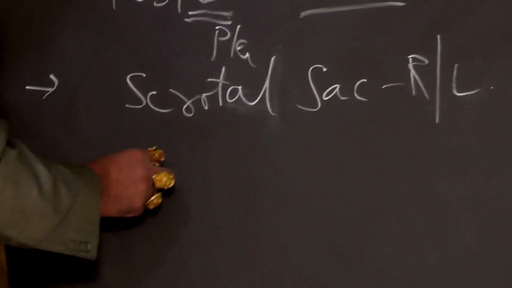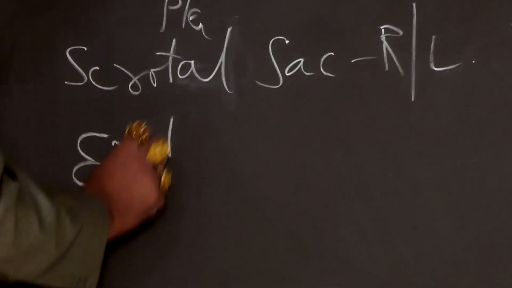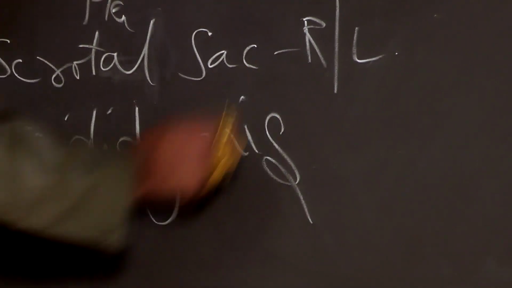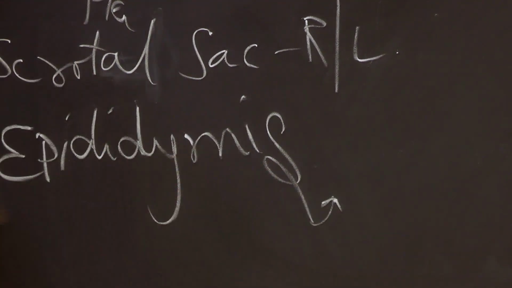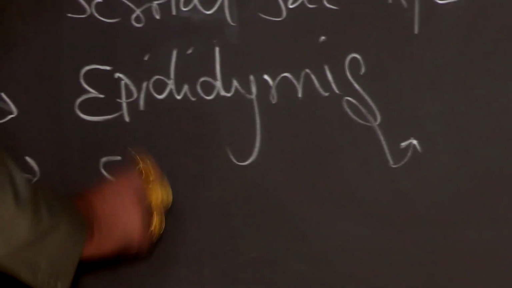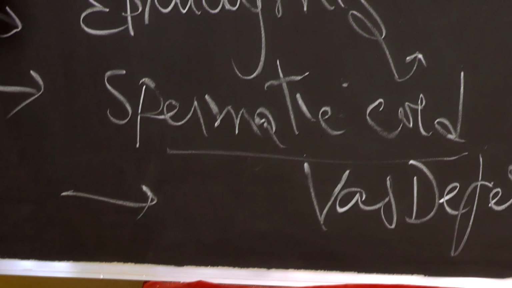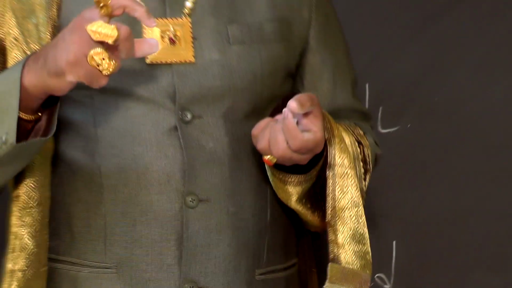Then we have the epididymis, and we have the spermatic cord. In fact, you can say a portion of the vas deferens is present in the spermatic cord. You can say vas deferens or ductus deferens, present in the spermatic cord.